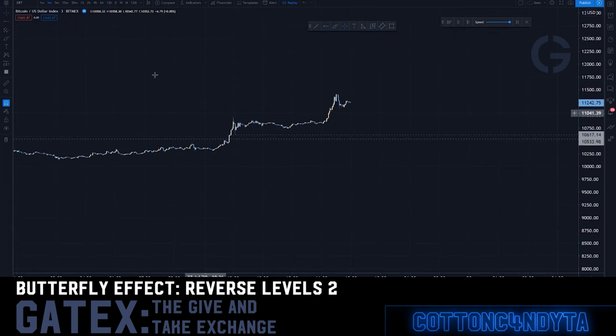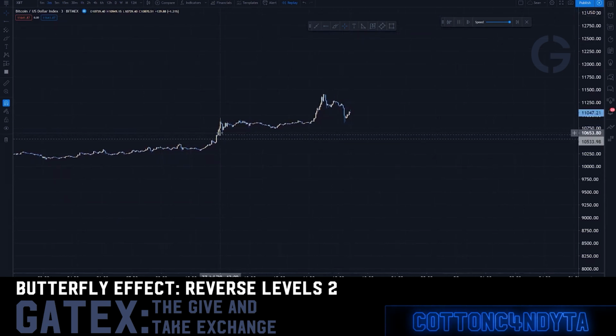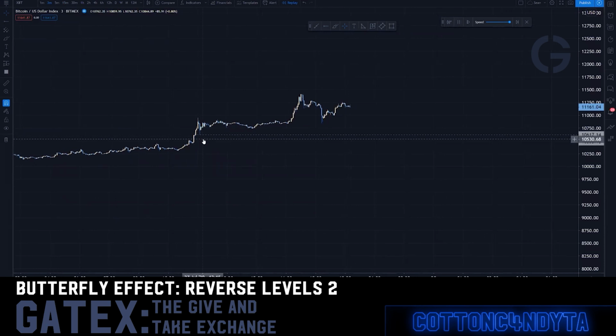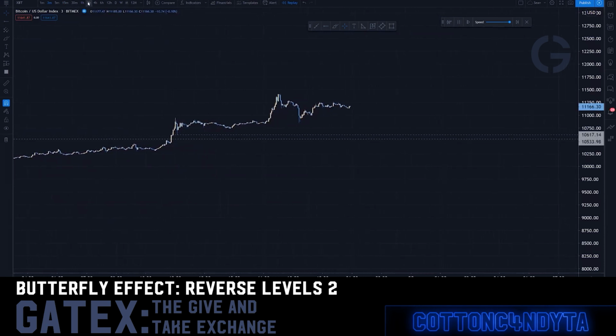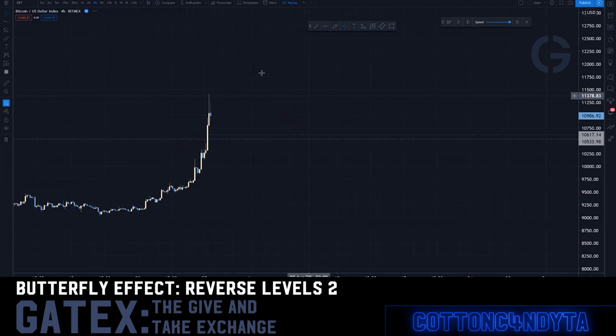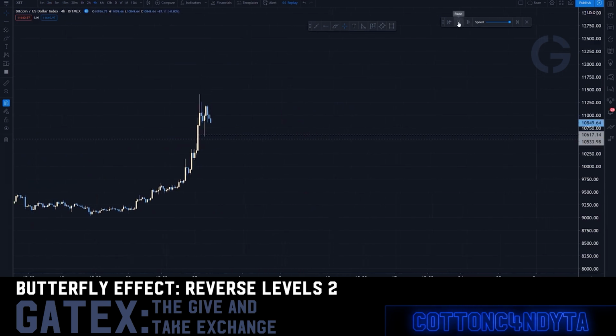Base of the move. So it's actually the base of a move, not a reverse level. So that's the difference. Base of a move bounces off perfectly. So now what we're going to do is we're going to go to a 4-hour chart. Base of a move.